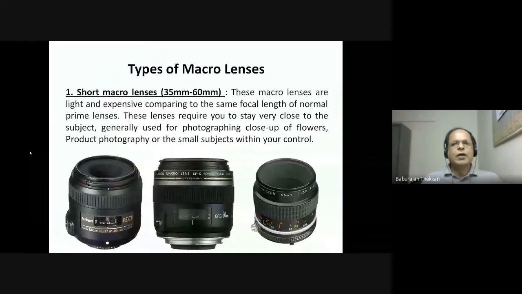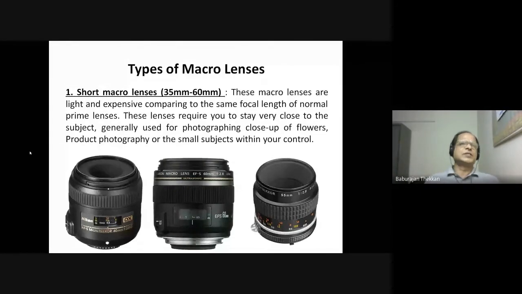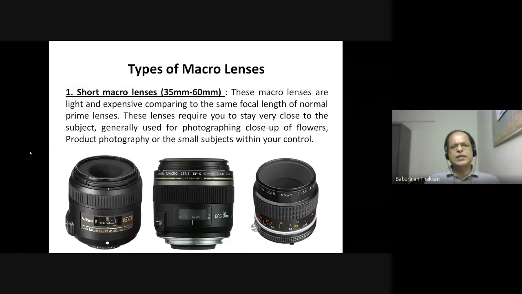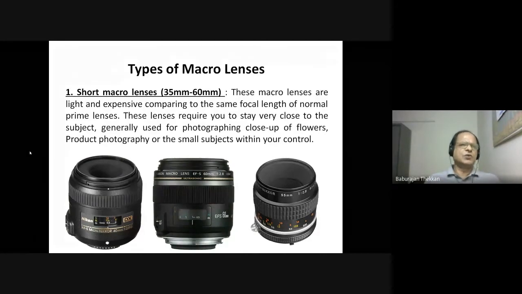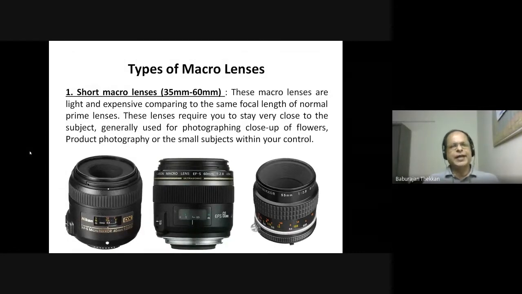Now, there are different types of macro lenses available in the market. There are short focus macro lenses. Generally up to a 55-60 mm lens is called a short focal macro lens. The problem with the short focus macro lens is you have to go very close to the subject. Generally, these types of lenses are used for product photography, flower photography, and small subjects or objects within your control. That means if you see any angle, you can take it, which is within your control, you can go ahead with this lens and produce a masterpiece.